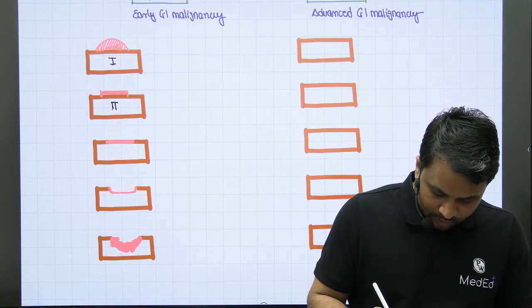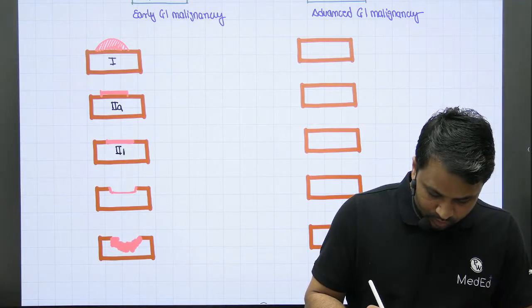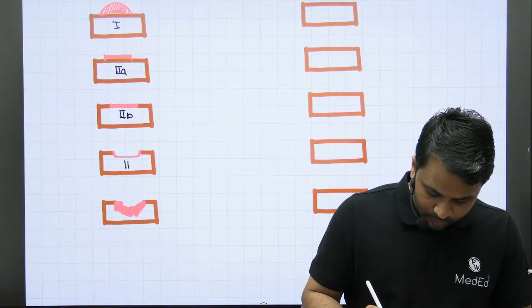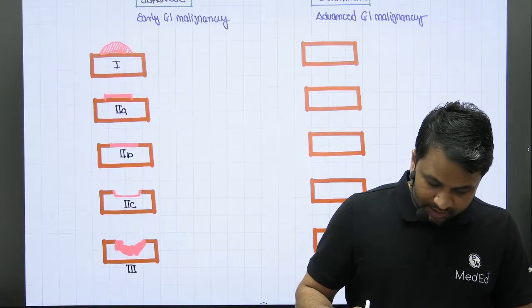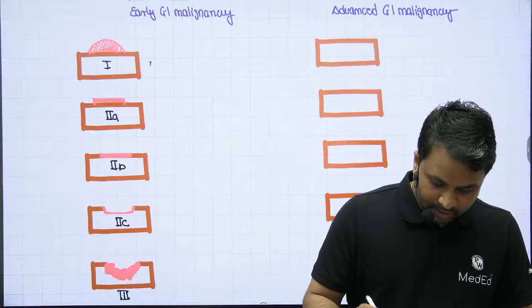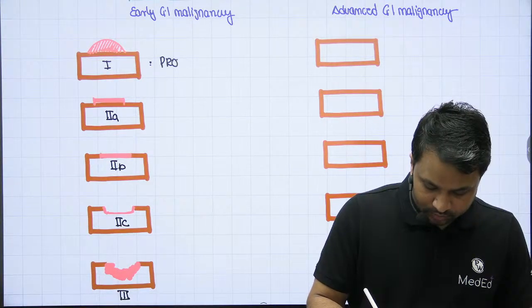So if I put these into perspective, this is what we call type 1 variety. This is your type 2A variety. This is your type 2B variety. This is your type 2C variety, and this is your type 3 variety. Now type 1 variety is what we call the protruded variety. This is your protruded variety.